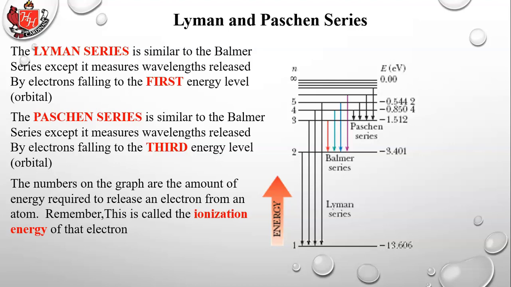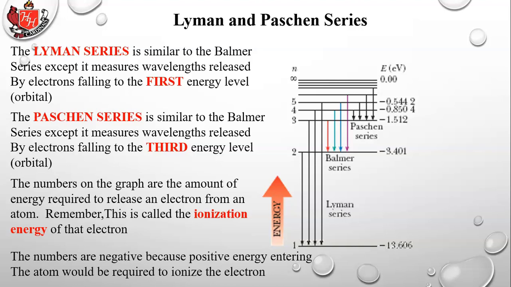So it would require positive 3.401 electron volts to release an electron from the 2nd orbital. You can think of that as the ionization energy. Again, usually we talk in terms of joules, but electron volts is another measure of energy. The numbers are negative because positive energy entering the atom would be required to ionize the atom. So we know that energy in is always a positive number.